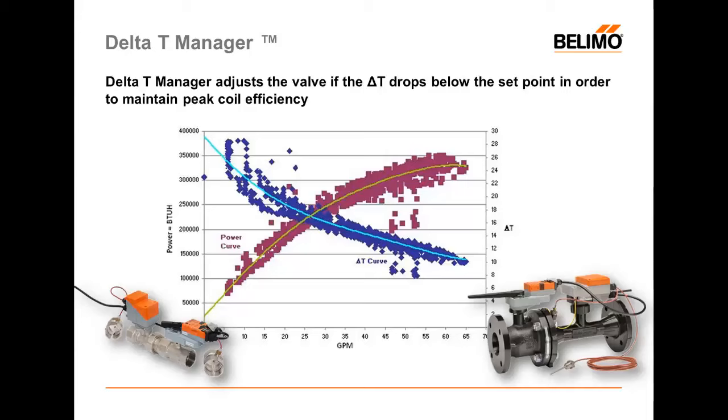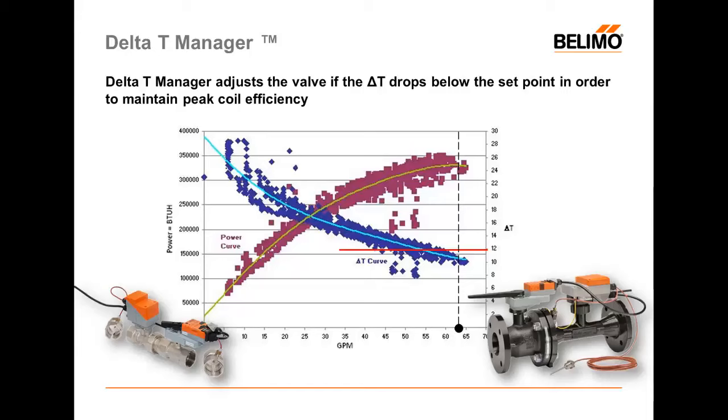As an example, suppose that we determine the optimum Delta T is 12 degrees Fahrenheit. And we have programmed the energy valve and the Delta T manager to not let that Delta T drop below 12 degrees F. If the Delta T does drop below 12 degrees F, we will see the following response. Let's take an example here.